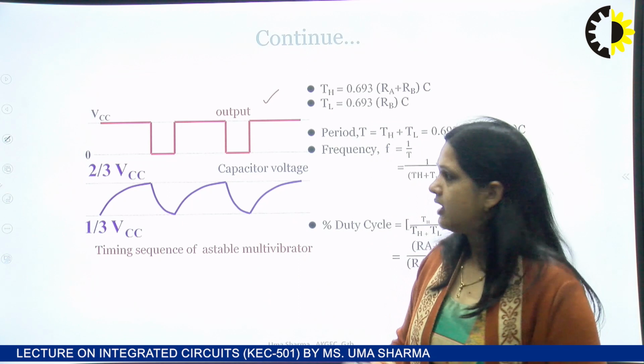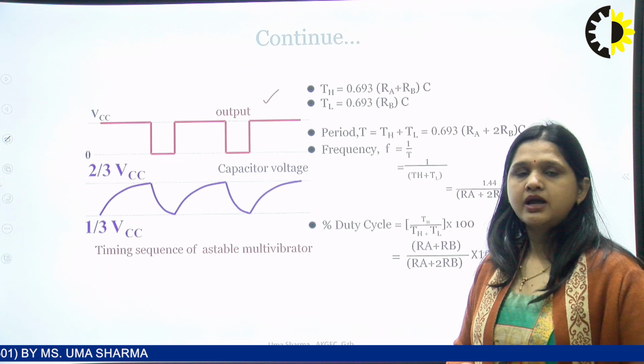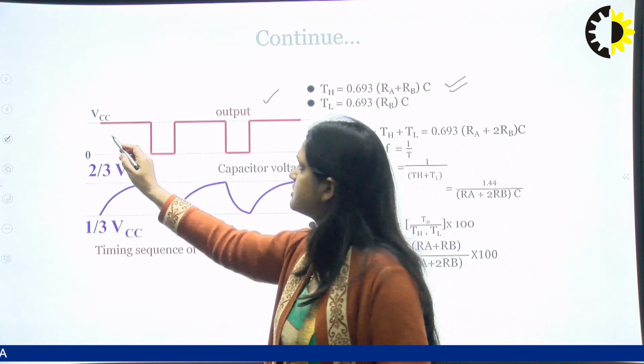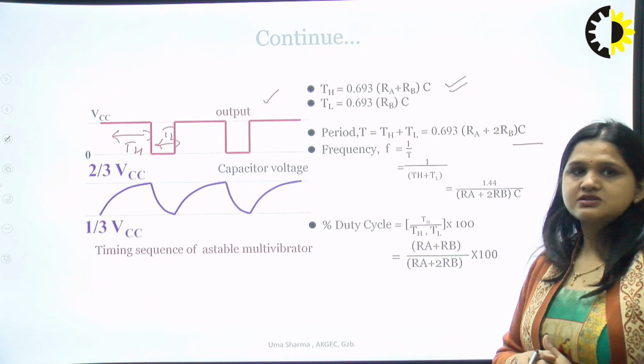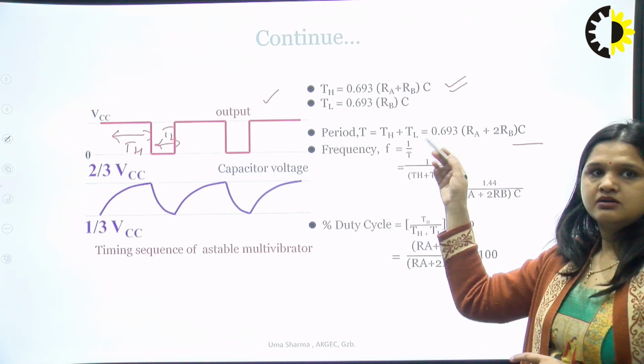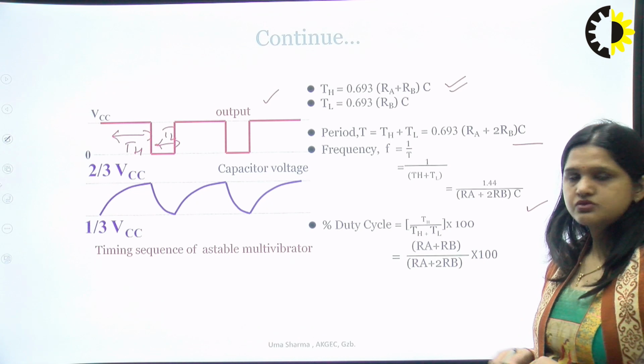With the help of this charging and discharging waveform, or timing sequence of the capacitor, you can calculate the time period for this pulse. This time is TH and this time is TL. So the total time period is TH plus TL, and by inverting the time period, we can calculate the frequency. So this is the value of frequency. This is how you can also calculate the duty cycle: TH divided by (TH plus TL), times 100. So this is the formula for duty cycle.